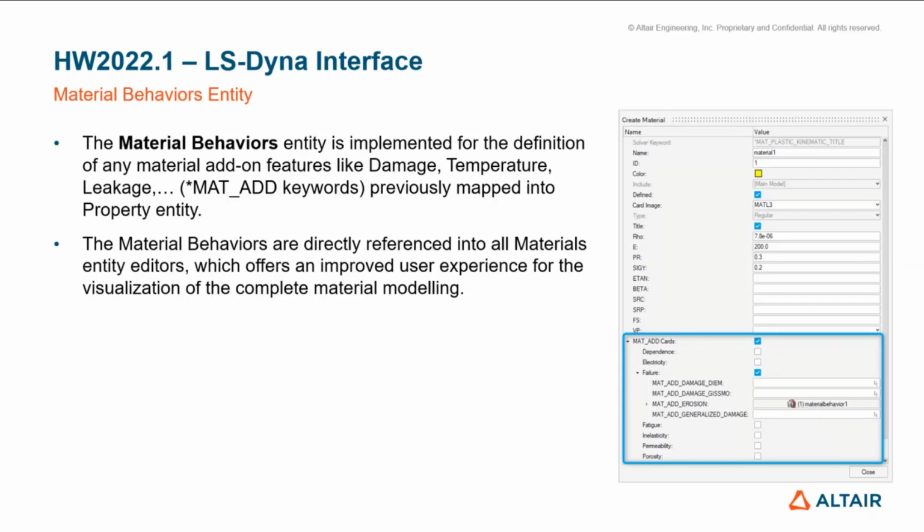So now you can, from the material entity editor, have access to the MAT_ADD cards, which gives you at this level the ability to visualize the complete material definition. You don't need to switch to another entity to look at what is the MAT_ADD attached to this material. You have everything visualized in one place inside the material entity editor. And just to recall, these keywords were previously mapped into the property, which was not the correct place for having those keywords, and which was also for many users a little bit not easy to find, I would say.